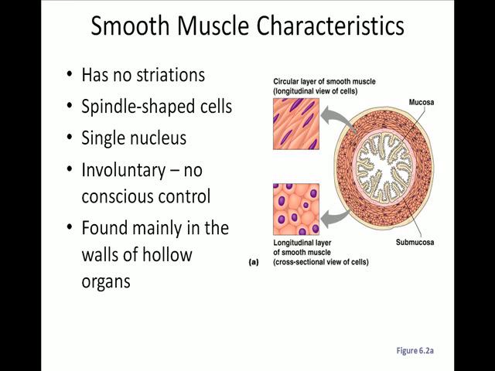That's not because they don't have the same proteins, but those proteins are not arranged in such a regular way that you get the striations or the stripes. The cells don't fuse together, so they're a lot smaller and spindle-shaped. There's one nucleus in each cell, and they're involuntary. I can't think, I want to move the food from my stomach into my intestine now, and squeeze my stomach.